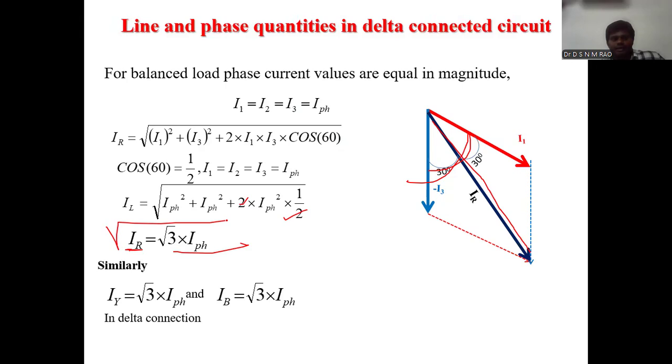So finally we get line current equals root 3 times phase current in a delta connected system. Similarly, for the Y phase it is also root 3 into phase current, and IB equals root 3 into phase current. So we can conclude that for a delta connected system, line current equals root 3 times the phase current.